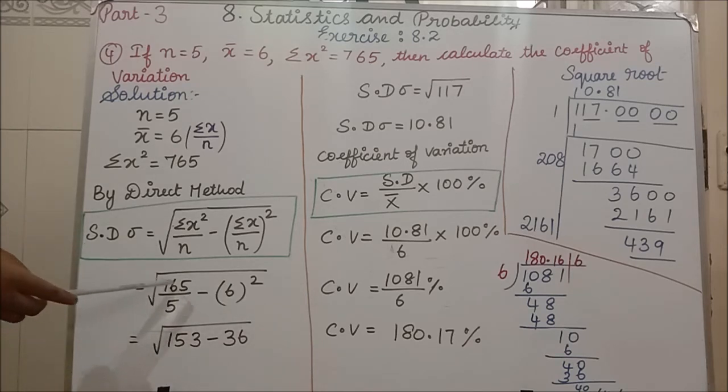Then 5 and 765 we are cancelling, we are getting 153. 6 square is 36. After subtracting I am getting 117. Standard deviation sigma is equal to square root of 117. We have to take the square root for 117.